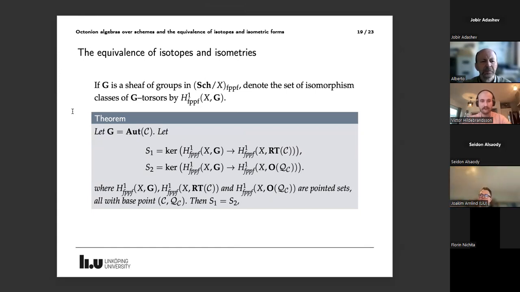Yes, so here G is not the automorphism group. Here G is just some sheaf of groups, and for some sheaf of groups, we denote the isomorphism classes of G-torsors by this first cohomology.